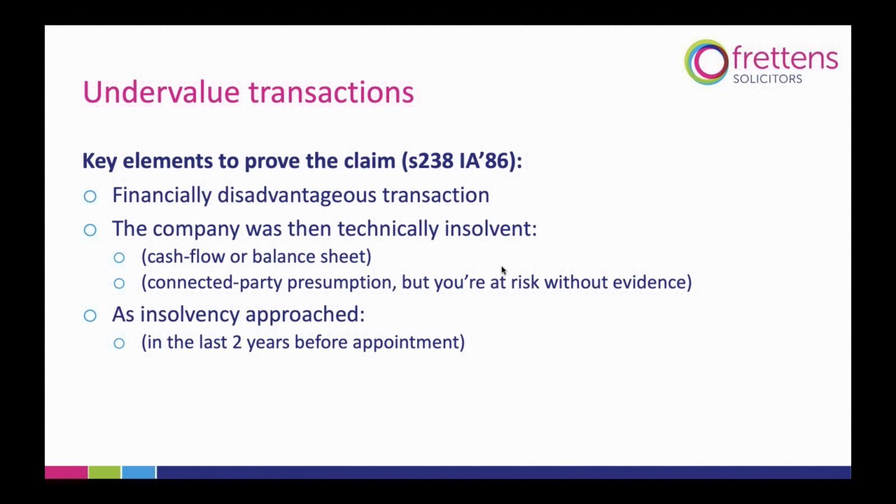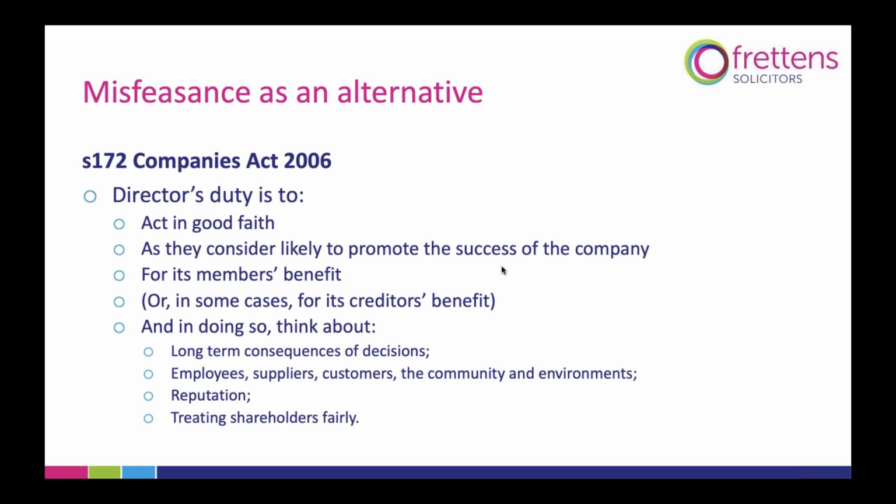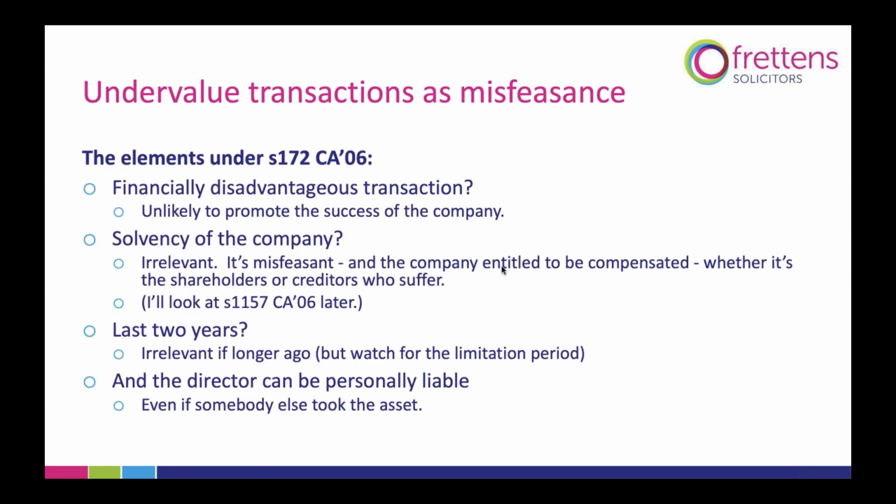Let's have a quick look at the other Insolvency Act old favourites, transactions at an undervalue and preferences. We'll start with transactions at an undervalue. Now, what you would need to prove here to bring the claim under the Insolvency Act definition is a financially disadvantageous transaction. You have to show the loss of value to the company, that it didn't get anything like as much value in return for the transaction as it lost. The second thing is you have to show that at the time the company was then technically insolvent, either on a balance sheet or a cash flow basis.